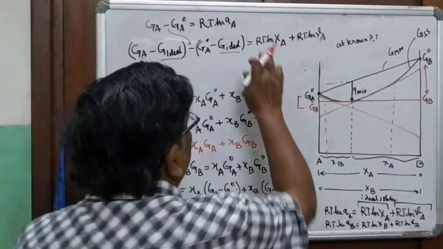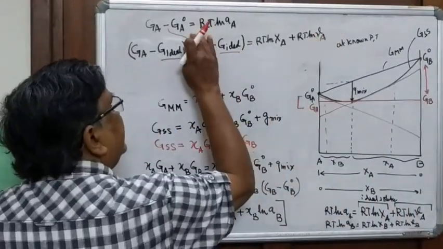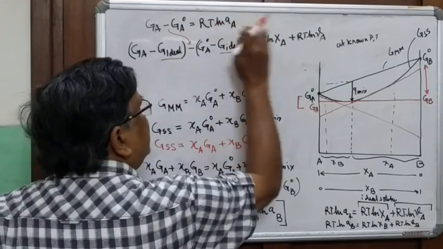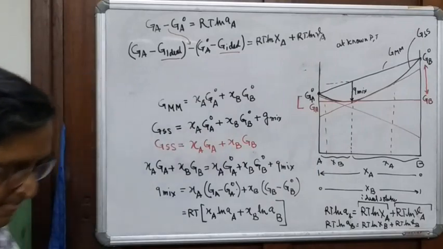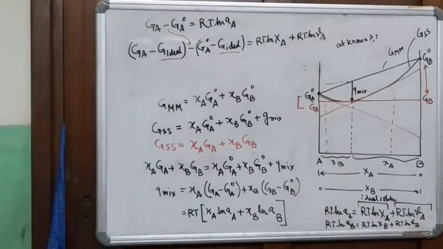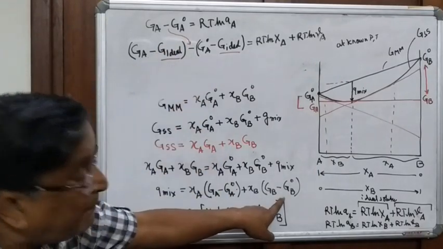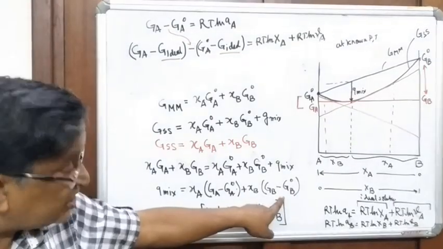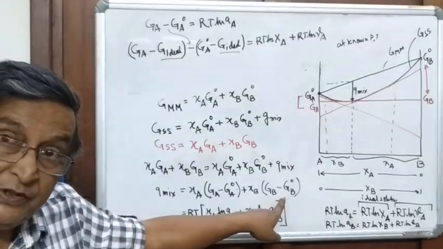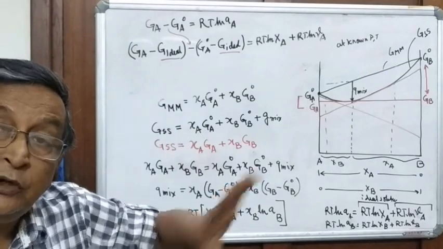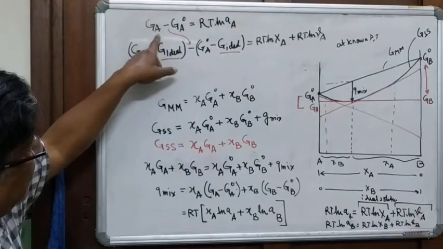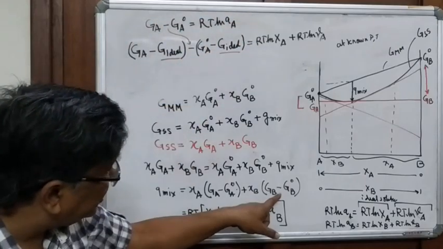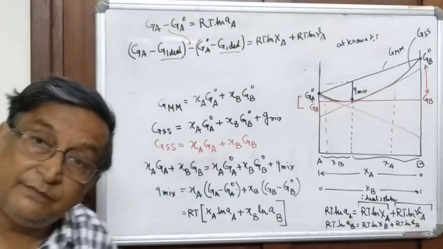Now, also on the right hand side, I have broken up RTL and activity A into RTL and XA, RTL and gamma A. Now, you must remember, I can do the same thing for the B component. I'm sure that you understand how to do it. Here I have done it for the A component. Same manipulation can be done for the B component.